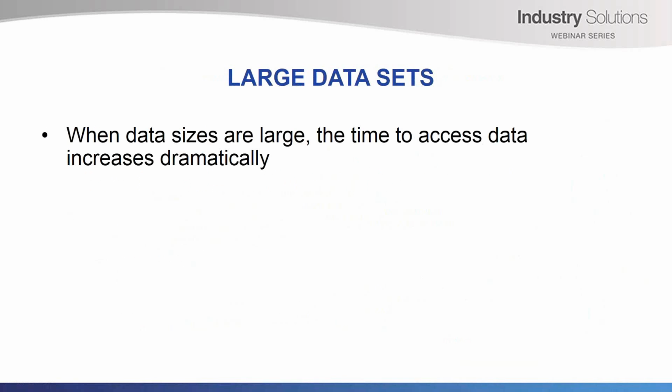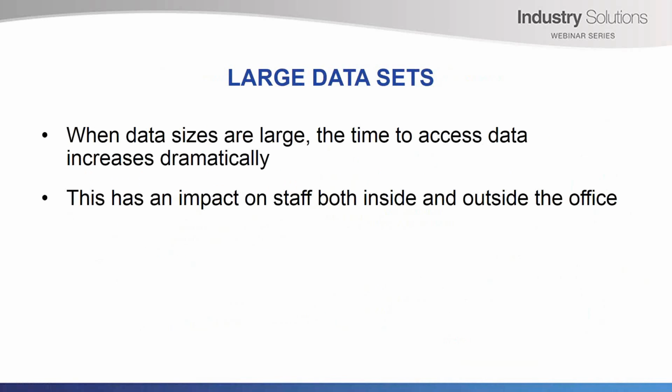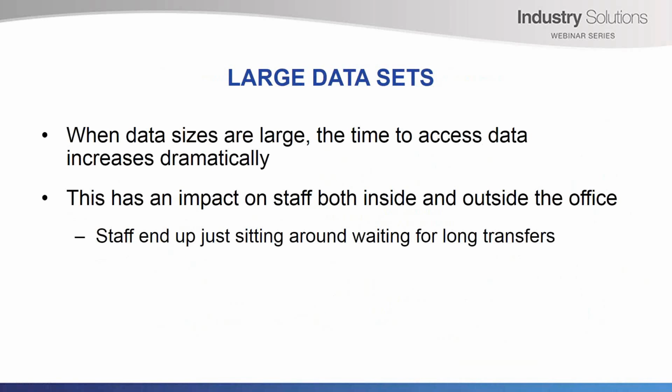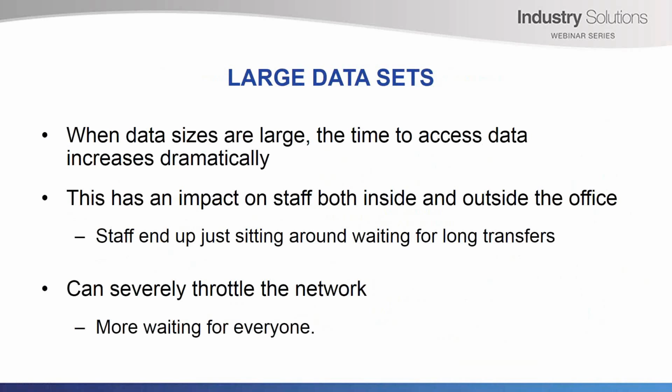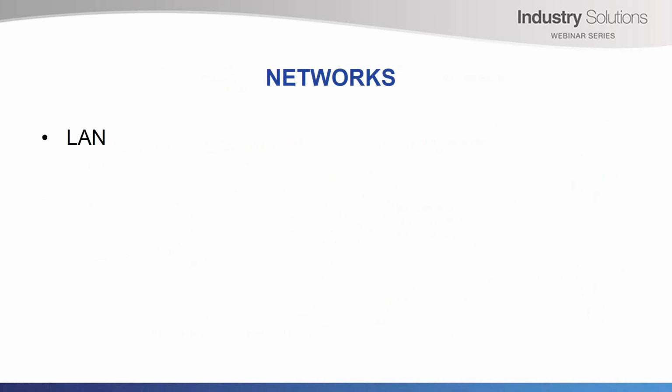And as the data sizes get bigger, the time to access that data does increase dramatically. And that can have an impact on staff both inside and outside the office. I mean, ultimately, staff end up just sitting around waiting for long transfers to complete. Really, transferring all this data around can severely throttle your network, and that ultimately impacts everybody, not just the people using the AEC data.